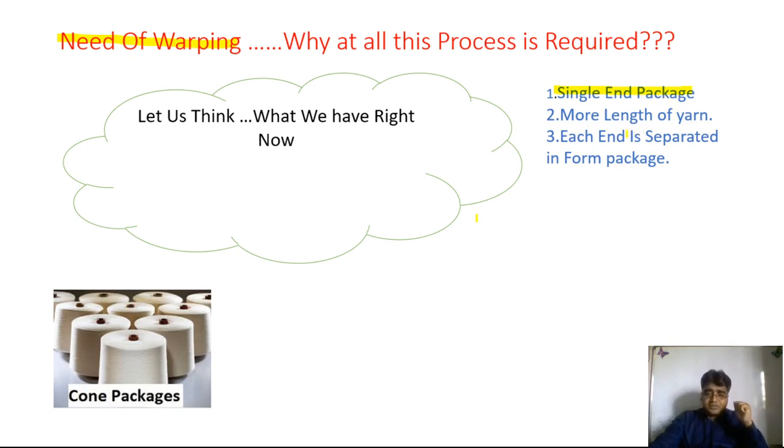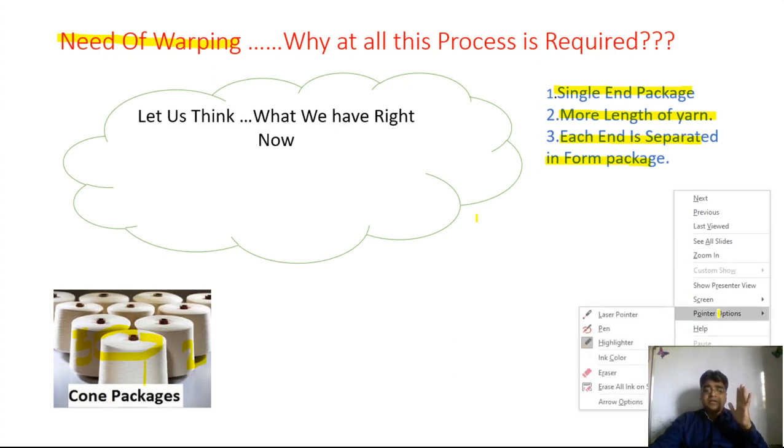Now what is another feature of this single end package? The length of yarn is greater. Whatever yarn is laying over this cone surface, that length of yarn is much higher. Somewhere around 1.50 lakh meters of yarn is there over the cone or cheese. Another feature of this cone and cheese is that each end is separated in the form of a package. So end number 1 is a separate package, end number 2 is a separate package, end number 3 is a separate package. These are some of the features of these packages.